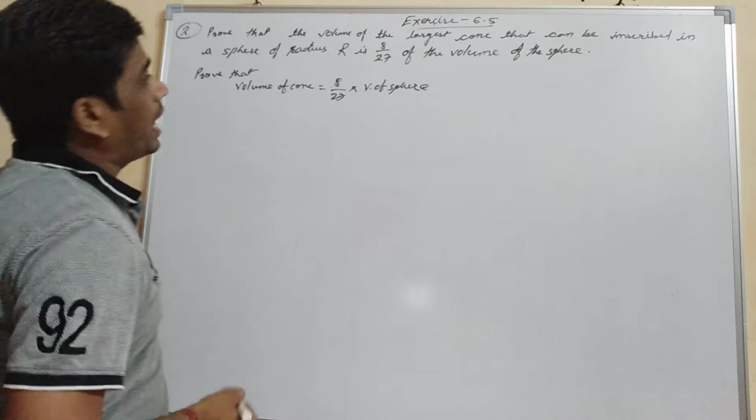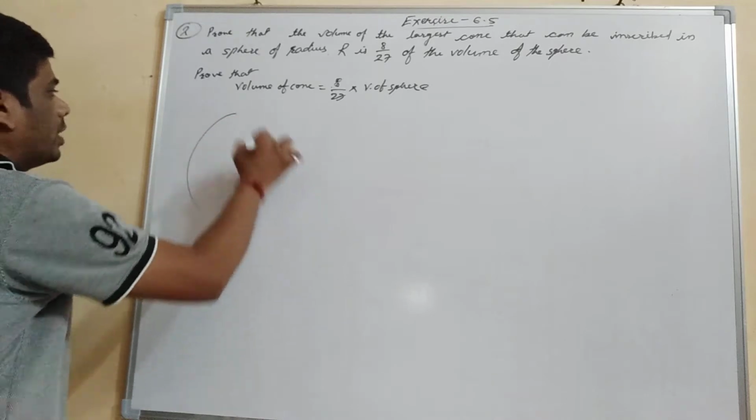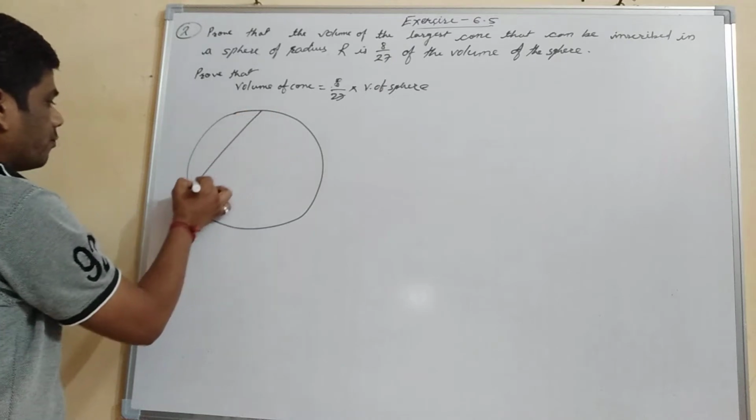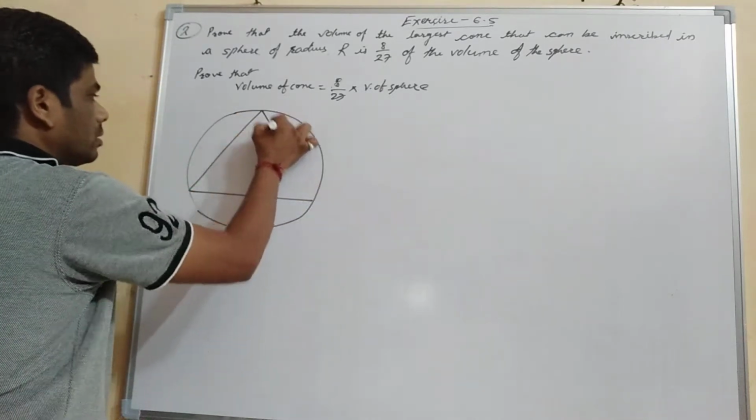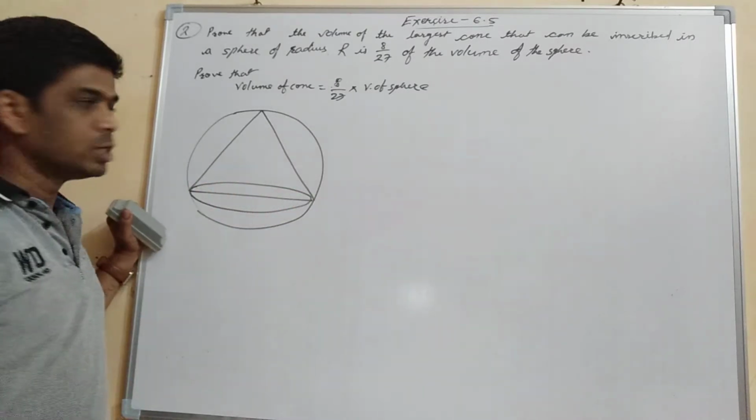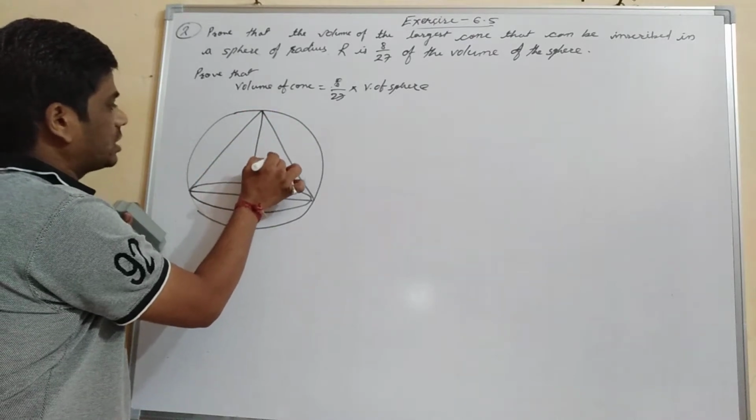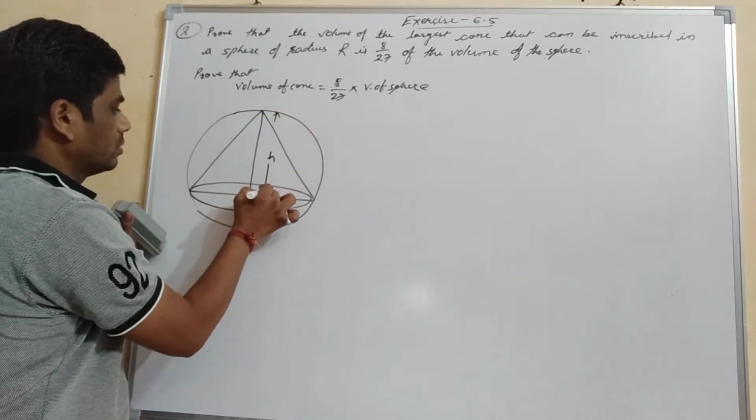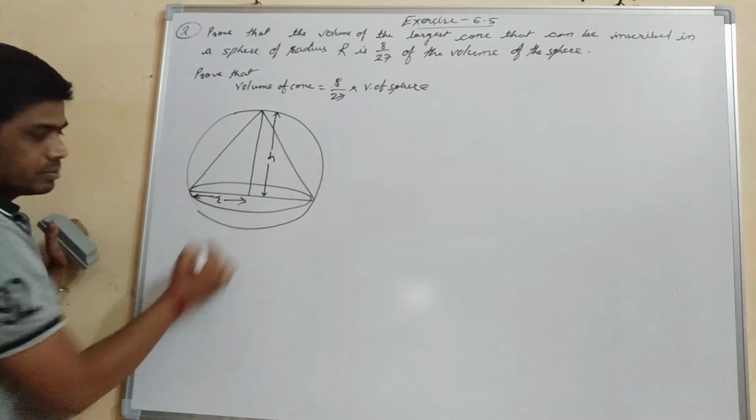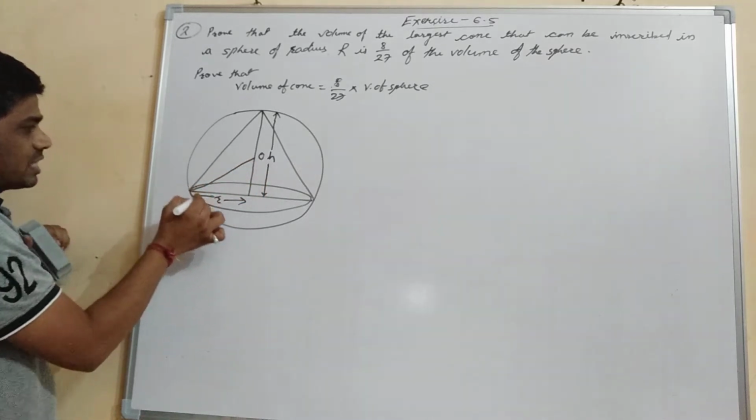So here it is given that largest cone is inscribed in the sphere of radius capital R. So we will draw first sphere of radius capital R. This is a sphere of radius capital R. And this is the largest cone which is inscribed in the sphere. Suppose h is the height of the cone, and the radius of the cone we will suppose smaller r. Okay, and there is given the sphere of radius capital R.